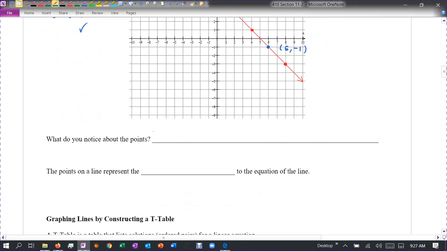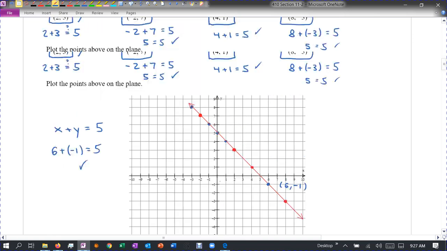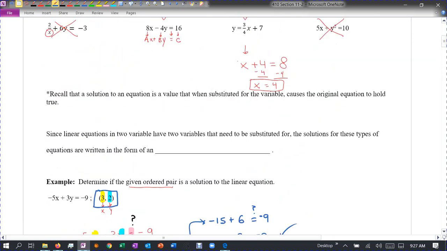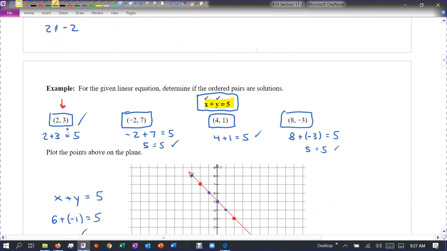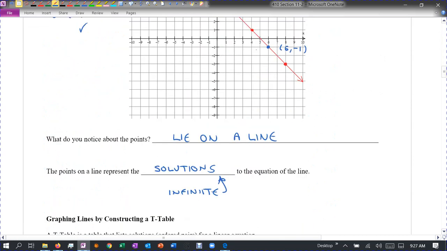Okay, so what do we notice about the points? They lie on a line. The points on a line represent the solutions to the equation of the line, and they're an infinite number of solutions. Compare that to that problem we did way in the beginning, when I said, what if we have one equation in one variable? Then there's usually only one solution. But what we're learning here is that with these linear equations in 2 variables, we actually have an infinite number of solutions.